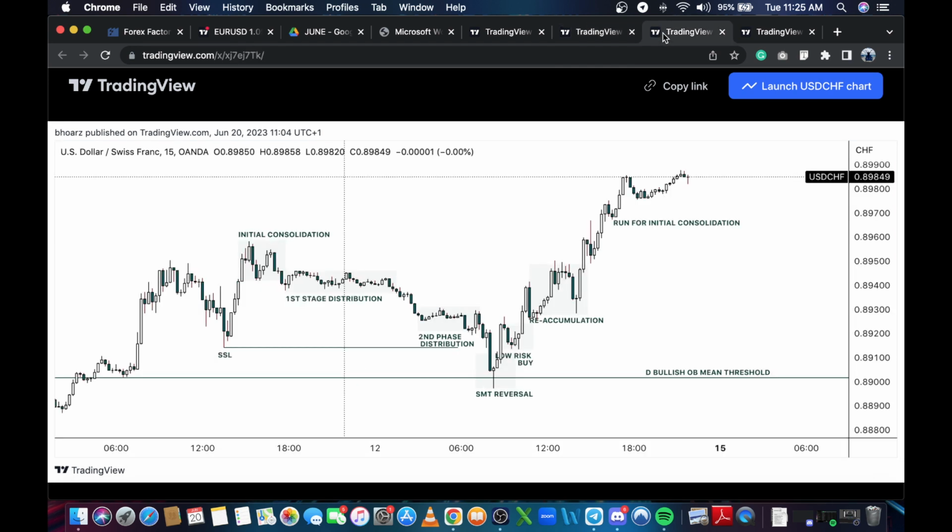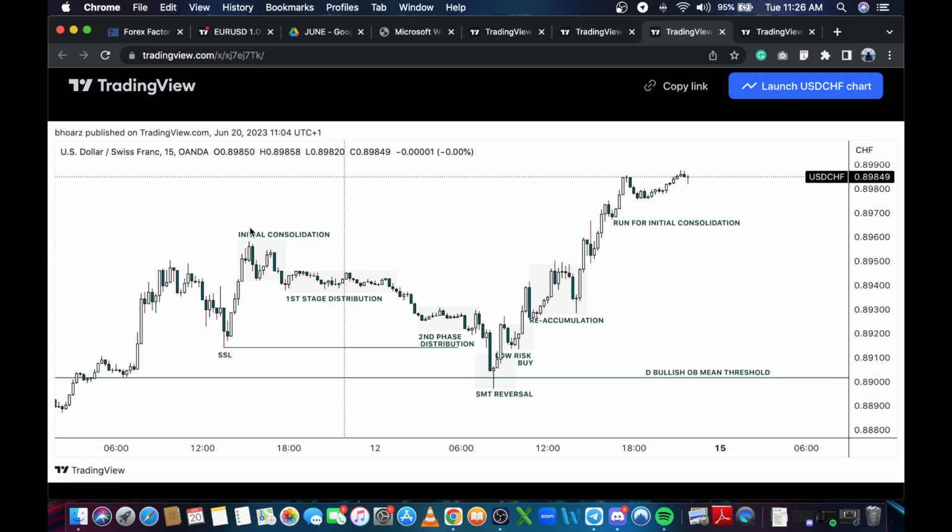And what you can see here is a live example of what the bullish market maker model looks like. This is a chart of US dollar Swiss franc from the 12th of last month. Now what you can see here is the daily divider. So this is 10 p.m. GMT or 5 p.m. Eastern Standard Time.